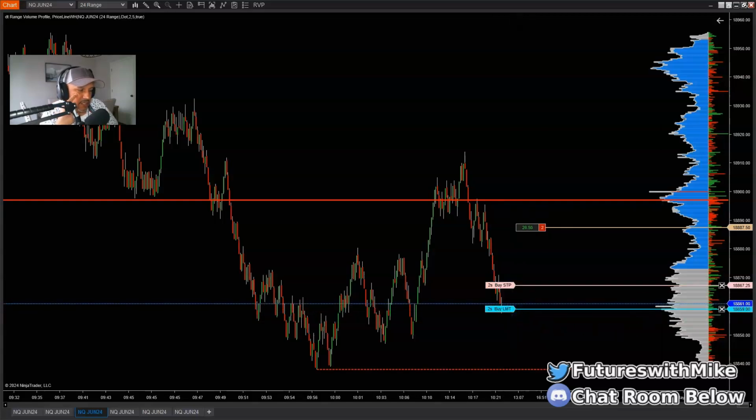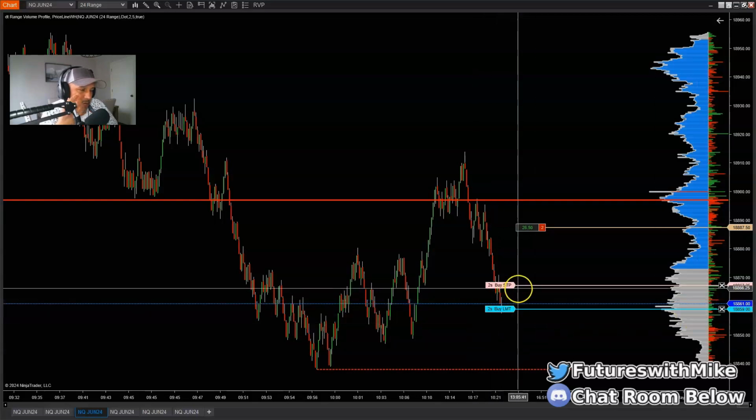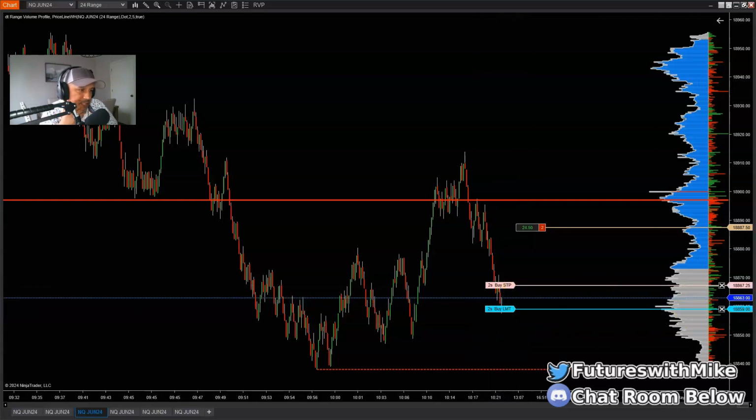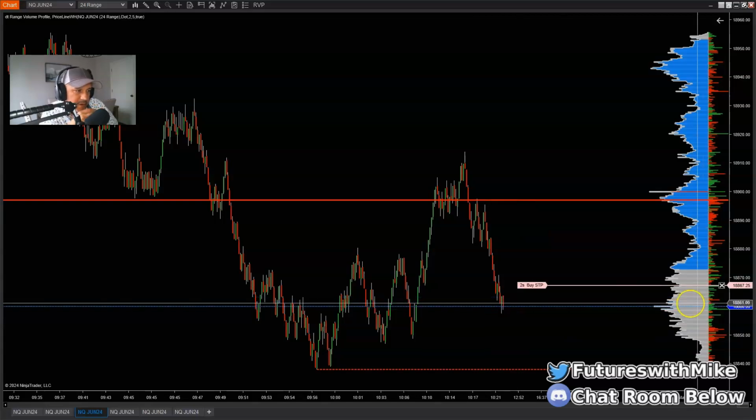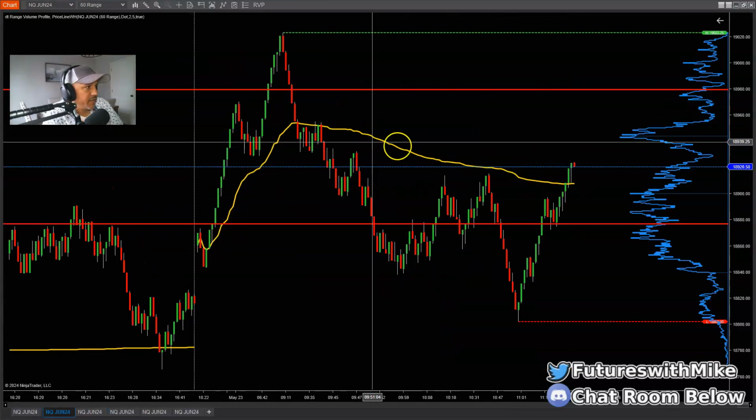All right, so this is just using your higher base and lower base charts, using your lower base to get into a trade at an area of supply, in this case here, because the market is bearish on the 24 range.